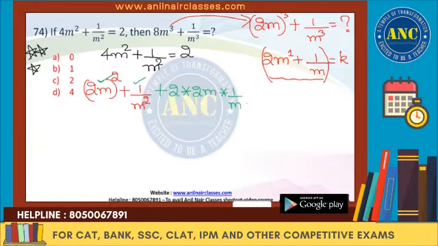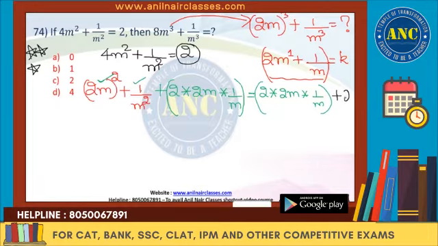A plus b whole square is a square plus b square plus 2 into a into b, and that means I have added this 2ab term on the left hand side. If I add the 2ab term on the left hand side, on the right hand side also I should add that 2ab term. That means on the right hand side also I will add that 2 into 2m into 1 by m, but along with this right hand side term whatever I added, I already have this 2 on the right hand side, so I will write that 2 as it is. I hope the equation is very, very clear for you people.